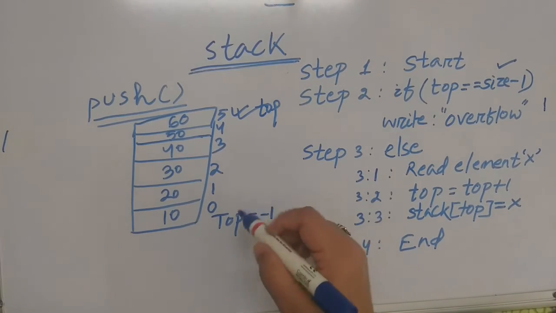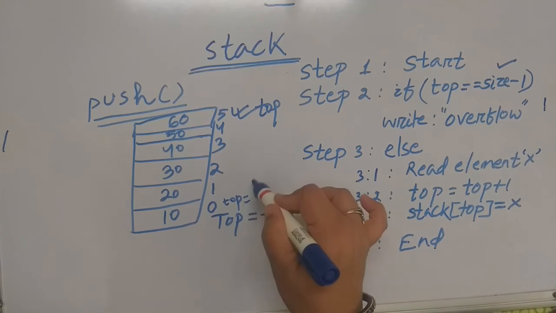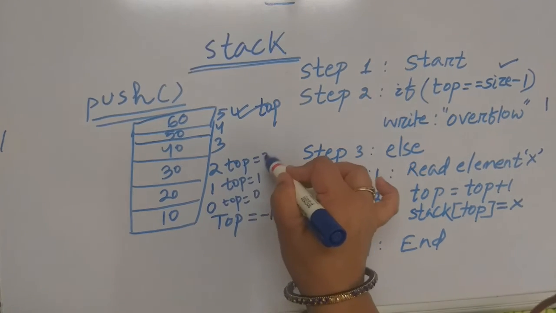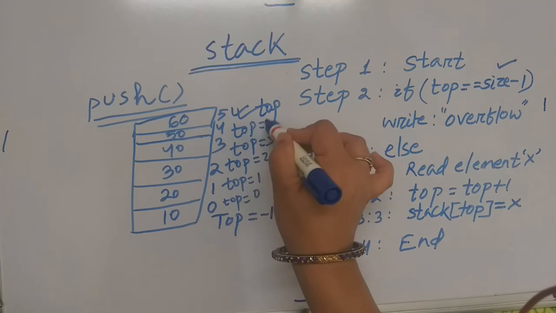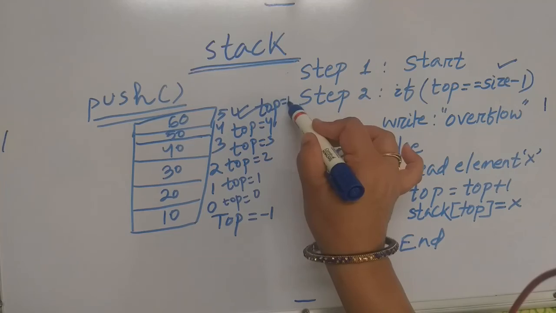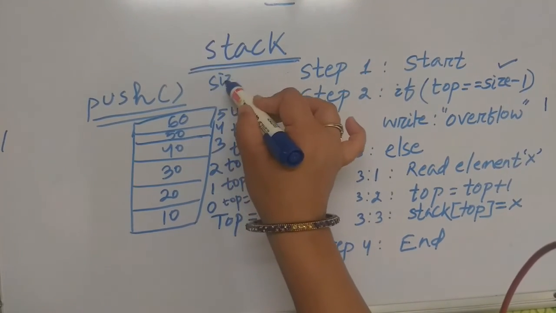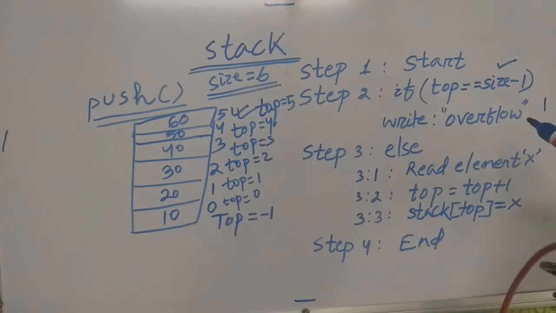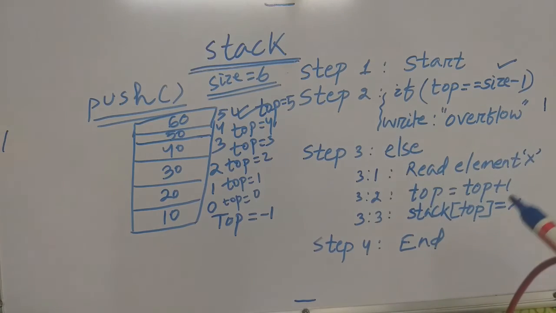Because in each and every case the top is incremented. Here top equal to 0, here top equal to 1, here top equal to 2, here top equal to 3, here top equal to 4. So whenever the top equals 5, the size is given as 6, so size minus 1 equals 5. That means this is the overflow condition.